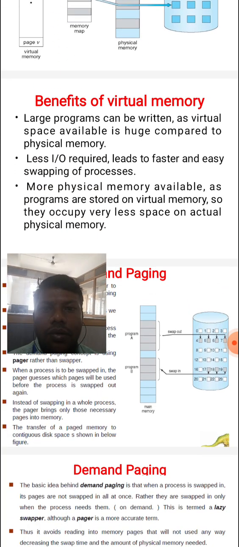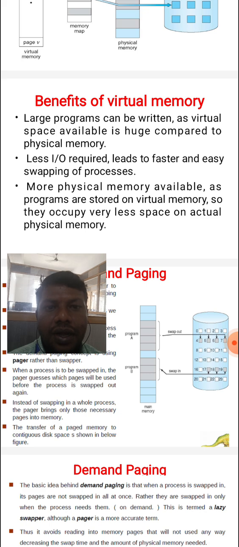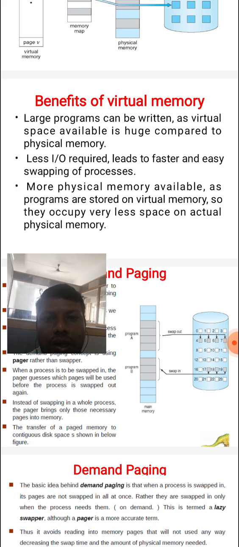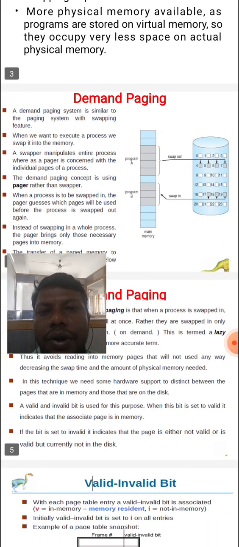The benefits of virtual memory: large programs can be written, as the virtual space available is huge compared to physical memory. Less input output is required, which leads to faster and easier swapping of processes. More physical memory is available, as the programs are stored on virtual memory, so they occupy very little space on actual physical memory. So, demand paging.